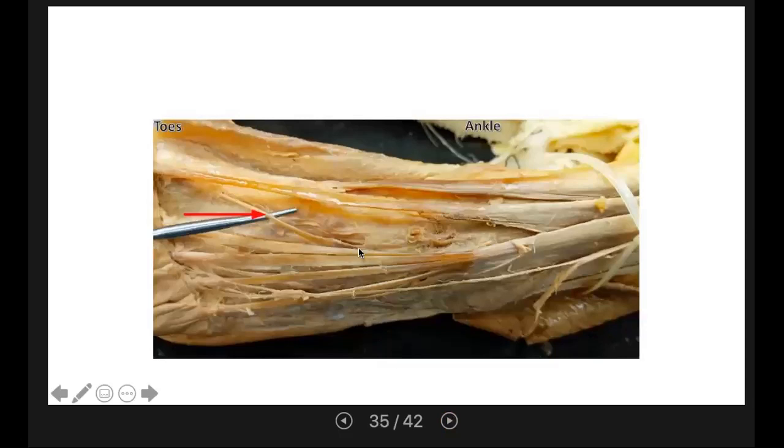So again, we're seeing here the extensor hallucis brevis. So again, that short muscle that's going just to the great toe. The word hallucis means great toe. And so there's the short version, extensor hallucis brevis, versus the long version, extensor hallucis longus. And then here are the digitorum muscles, so the extensor digitorum longus versus the extensor digitorum brevis.